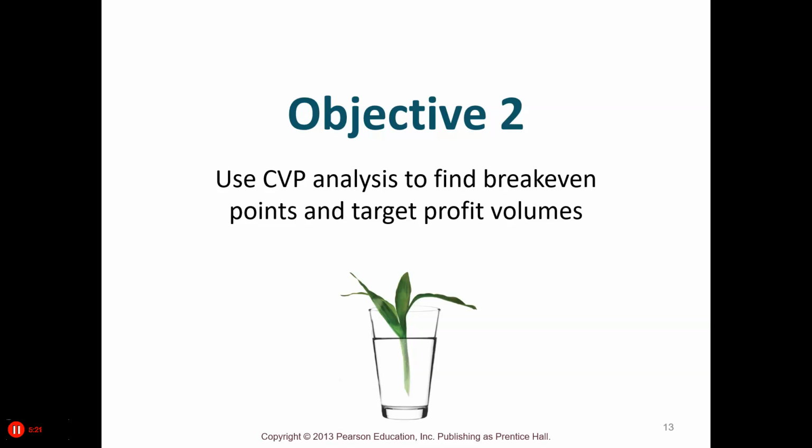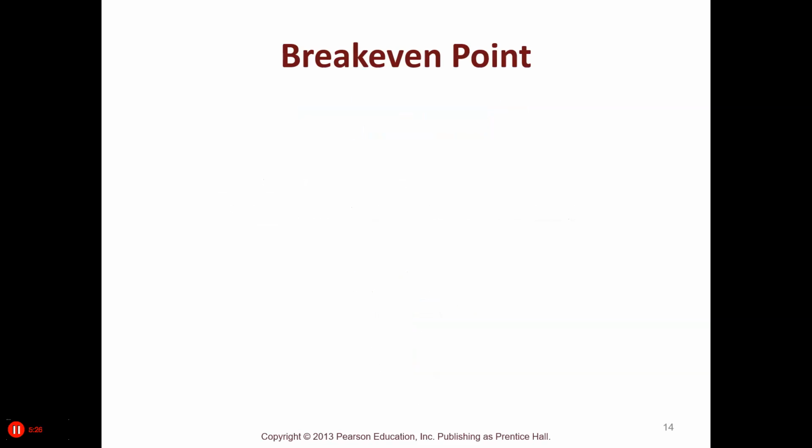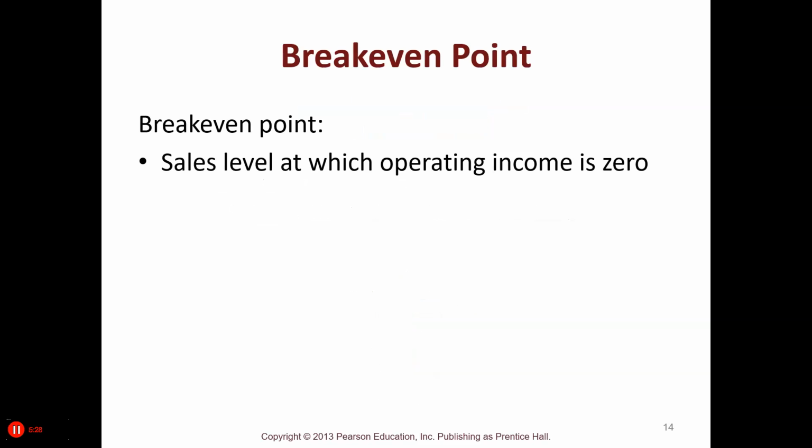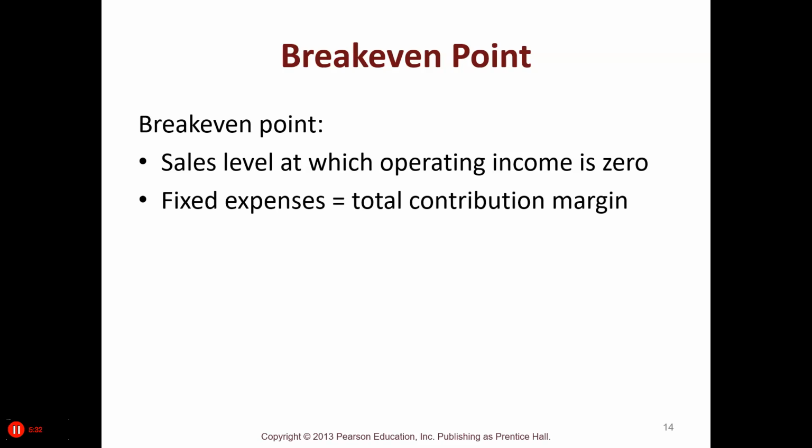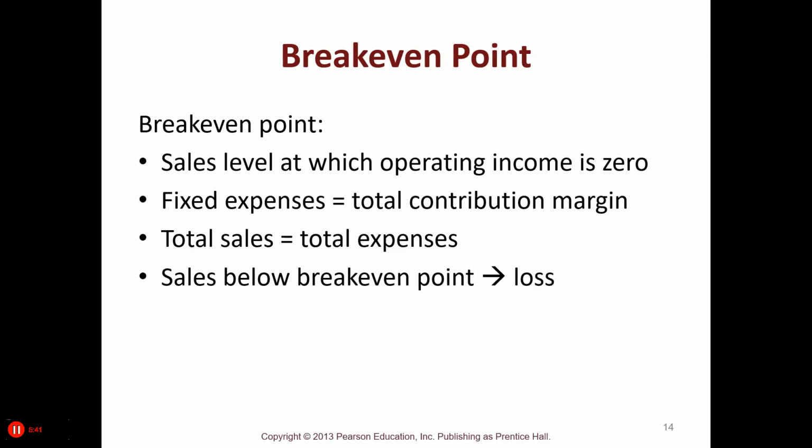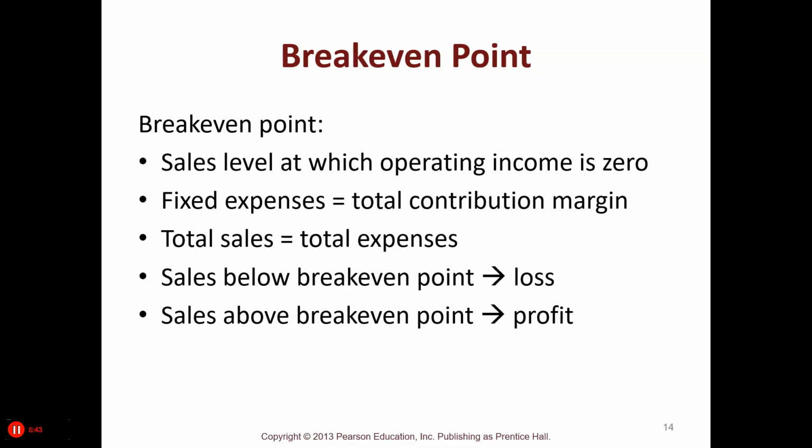Now let's look at CVP analysis to find break-even point and targeted profits. Break-even point is the sales level at which operating income is zero, fixed expenses equal the total contribution margin, and total sales equal total expenses. Sales below break-even point, you have a loss. Sales above break-even point, you have a profit. And if sales equals break-even point, it's zero.